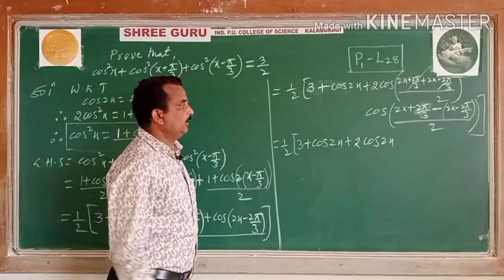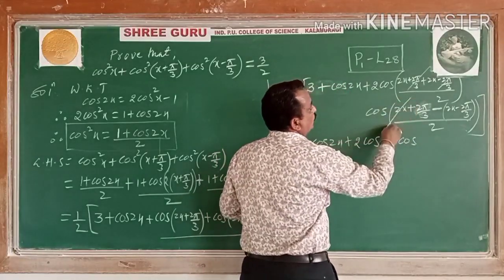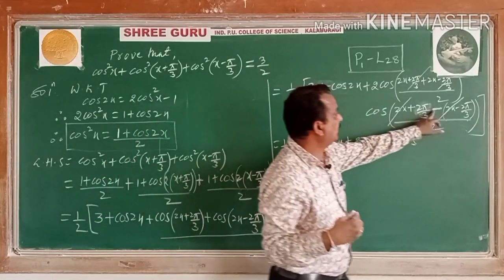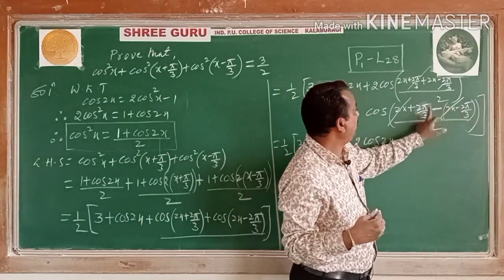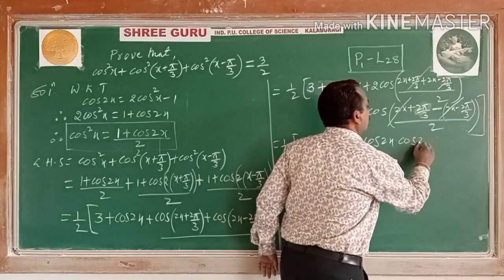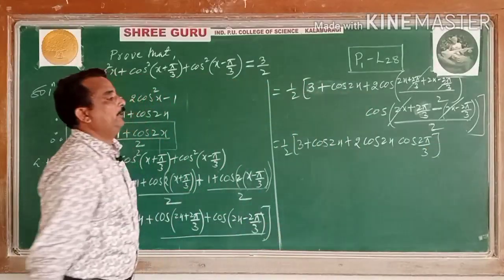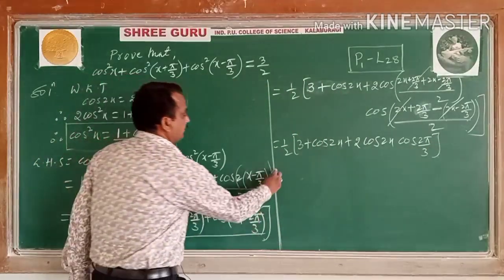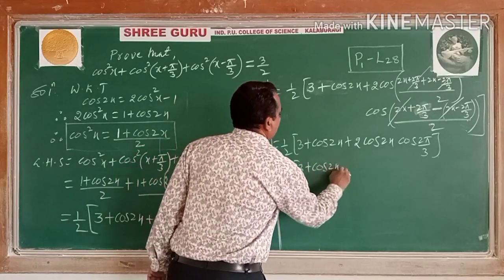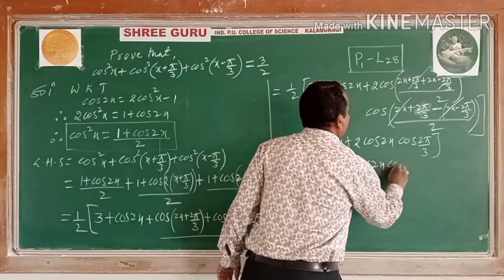Clear, all of you? Similarly, in this product, into cos of, plus 2x minus 2x gets cancelled. Minus of minus plus 2 pi by 3 plus 2 pi by 3, 4 pi by 3. 4 pi by 3 divided by 2, 2 pi by 3. So you need the value of cos 2 pi by 3. This is equal to 1 by 2, 3 plus cos of 2x, 2 into cos of 2x, cos 2 pi by 3.